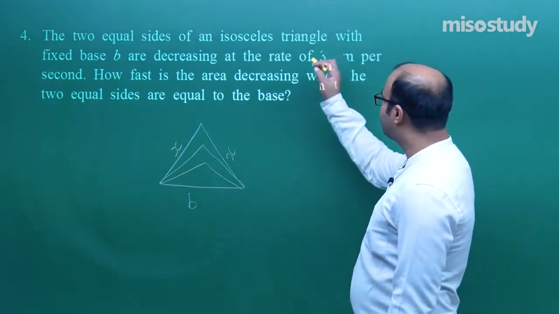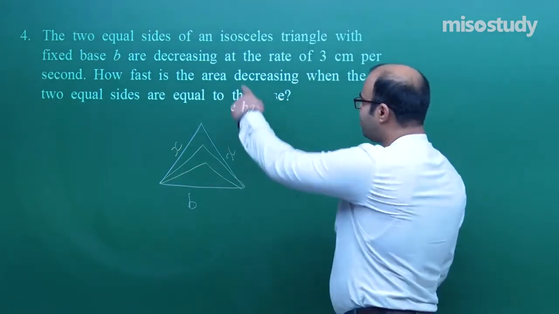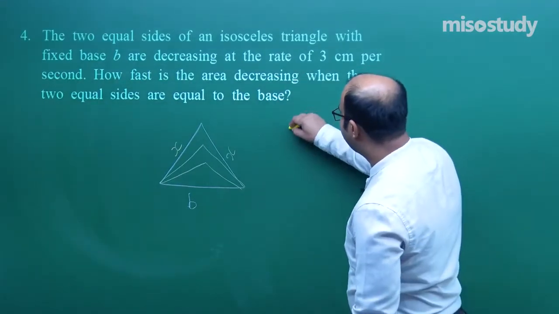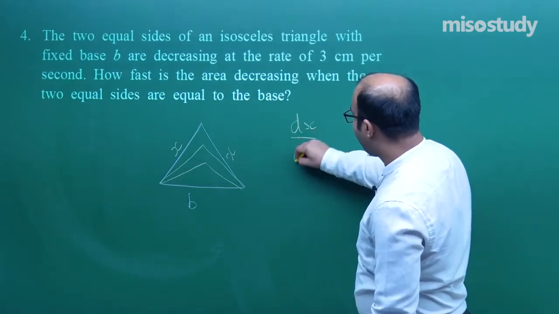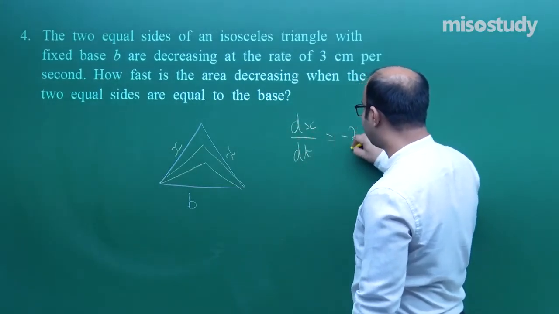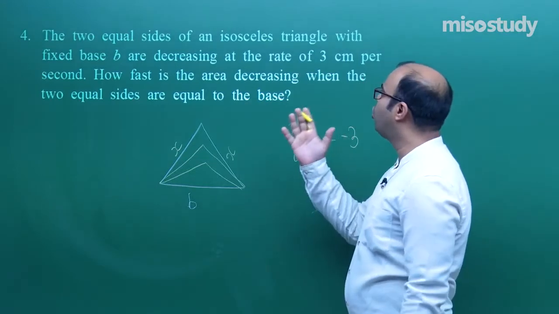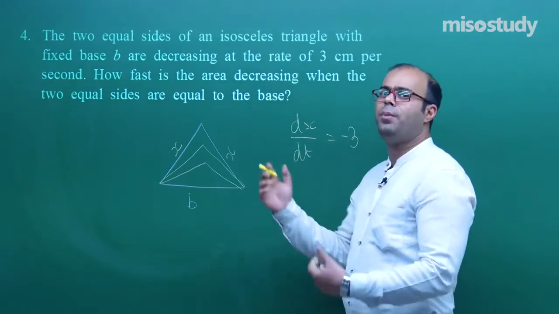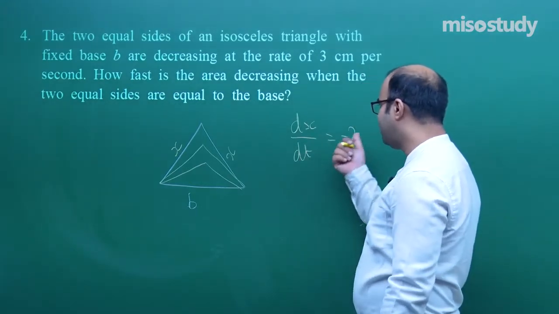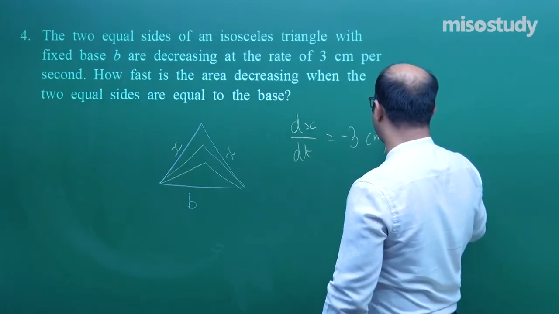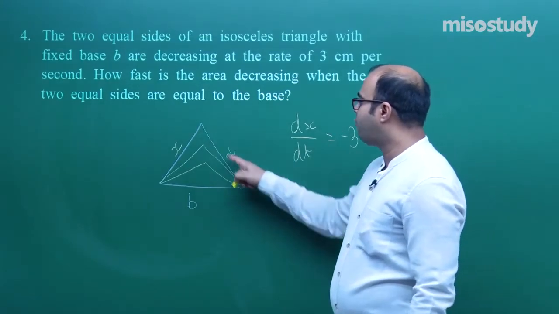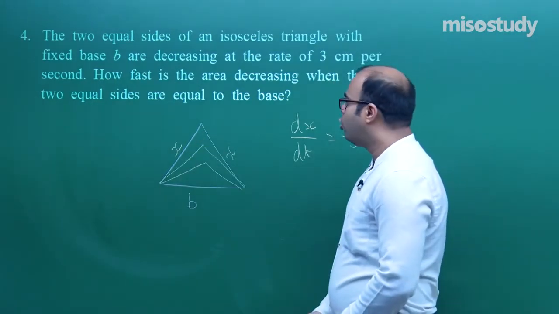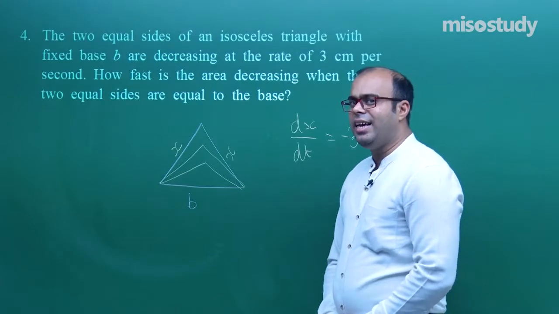What is the rate at which these two sides are decreasing? 3 centimeter per second. So how can we write it mathematically? We will say that dx by dt is actually minus 3. Minus is used here so that we can show that this is actually decreasing, not increasing. If it is increasing, dx by dt will be plus. So dx by dt is minus 3 centimeter per second. This is the rate at which the length of this side is decreasing as well as this side is decreasing, both are equal length. Now you have to find the rate at which the area is decreasing.